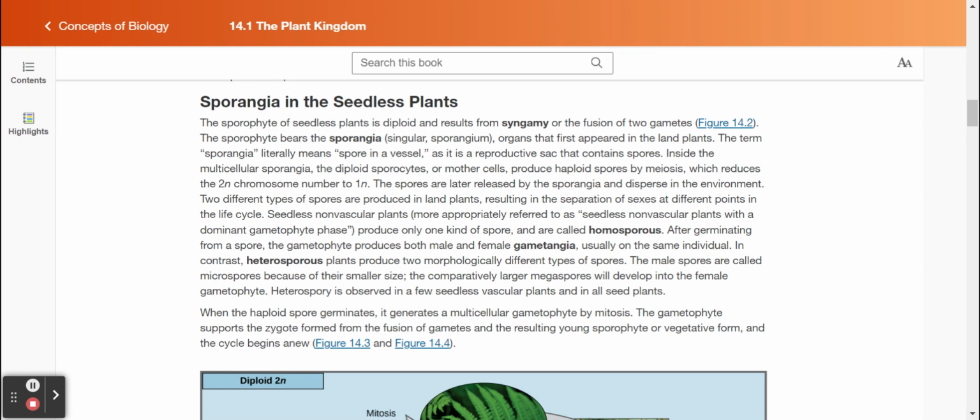When the haploid spore germinates, it generates a multicellular gametophyte by mitosis. The gametophyte supports the zygote formed from the fusion of gametes and the resulting young sporophyte, or vegetative form, and the cycle begins anew.